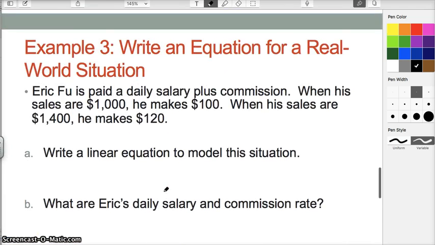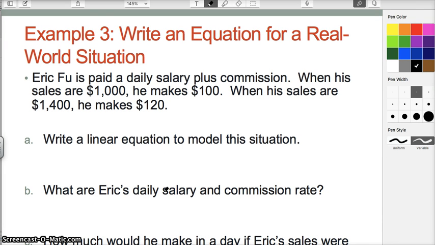All right, here we have, big problem, example 3. We're going to write an equation for a real-world situation.